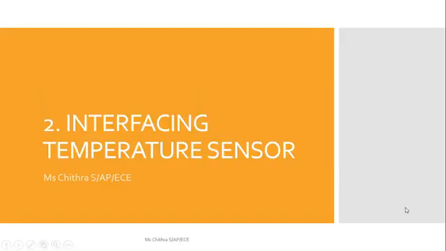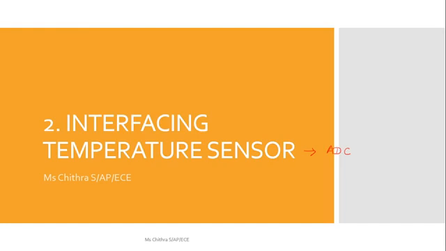The second experiment that we are going to see is how to interface a temperature sensor to the ARM processor. The temperature sensor is a simple device that detects the external temperature and gives us the corresponding digital value. So this is something similar to an analog to digital converter, where the temperature sensor detects the external temperature, which is an analog value, and it converts it into a corresponding digital value.